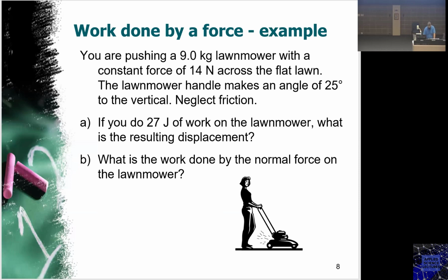So let's start with the free body diagram for the problem. So here we have the lawnmower.